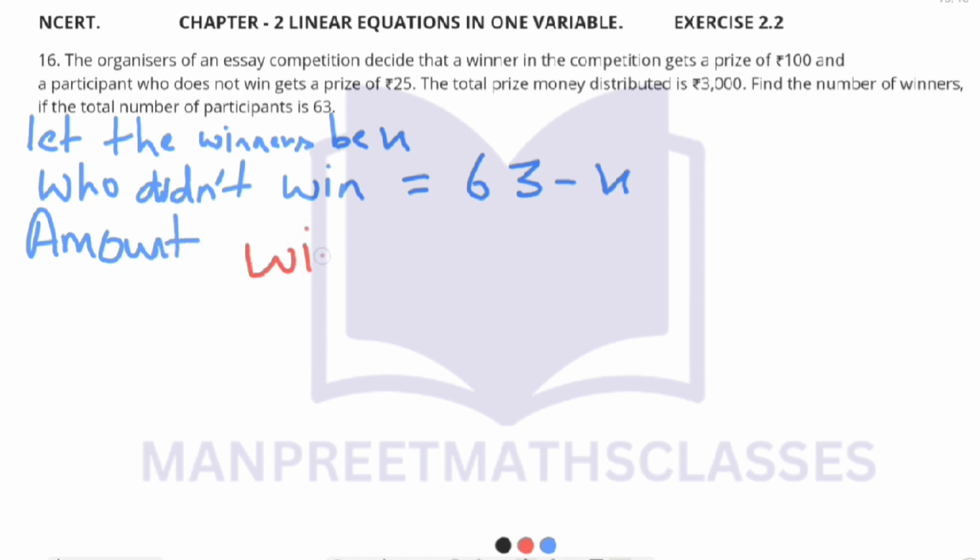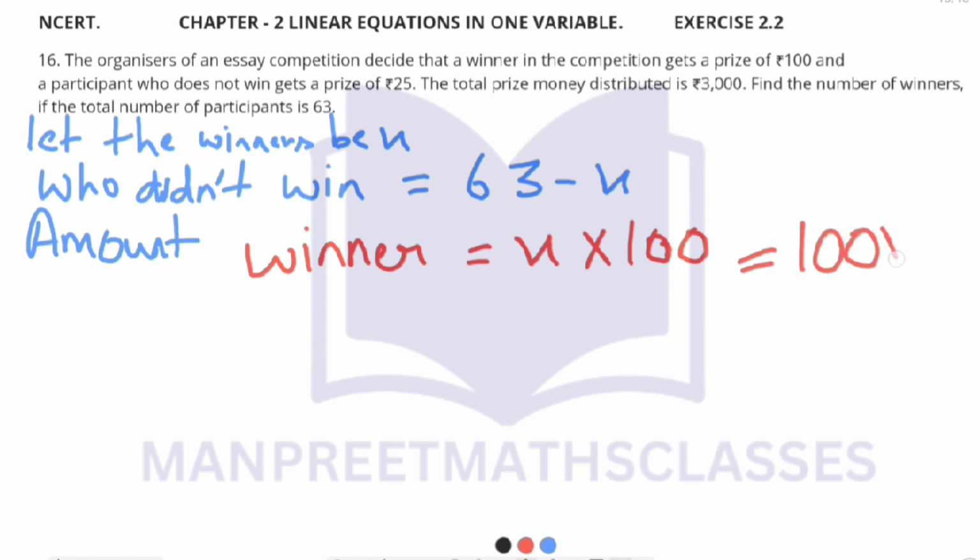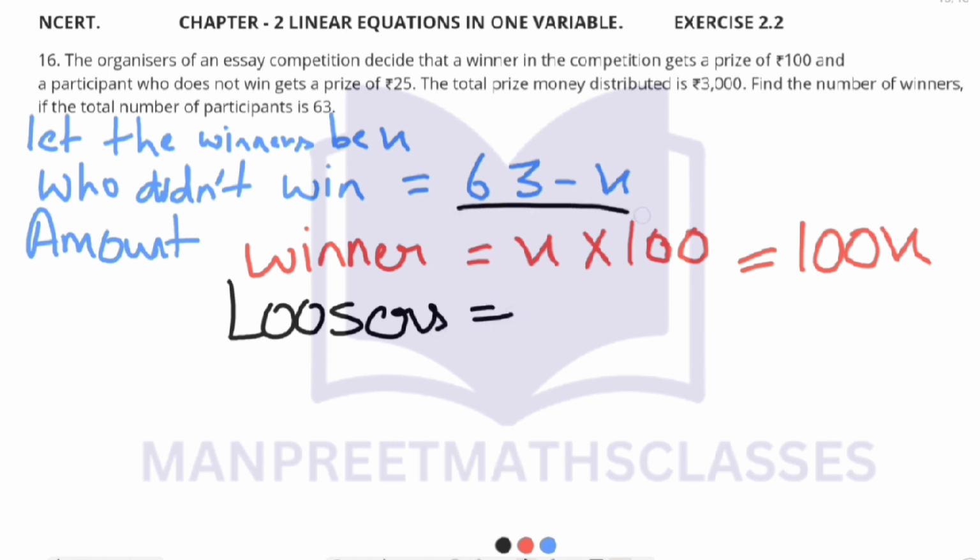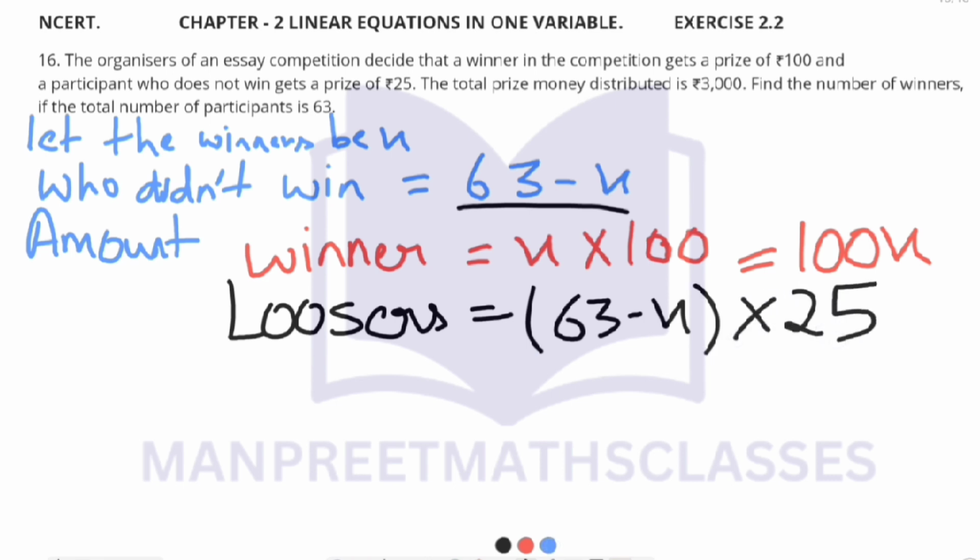So winners are getting 100 rupees per winner. टोटल x winners हैं, 100 rupees मिल रहे हैं एक winner को. तो 100x, इतने पैसे तो हमने winners को distribute कर दिए. अब losers के भी निकाल लेते हैं. Number of losers are 63 minus x and one loser is getting 25 rupees. तो जब bracket open होगा तो 63 is multiplied to 25. Multiply कर लेते हैं. So 63 multiplied by 25.